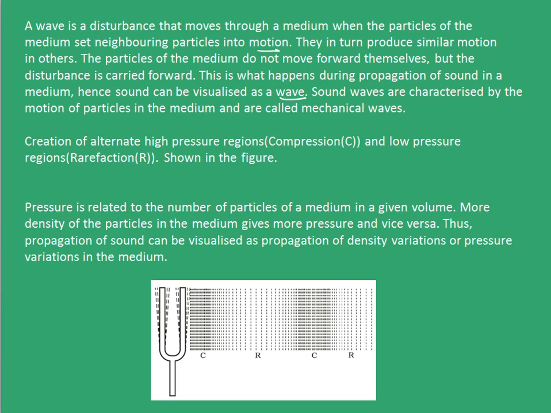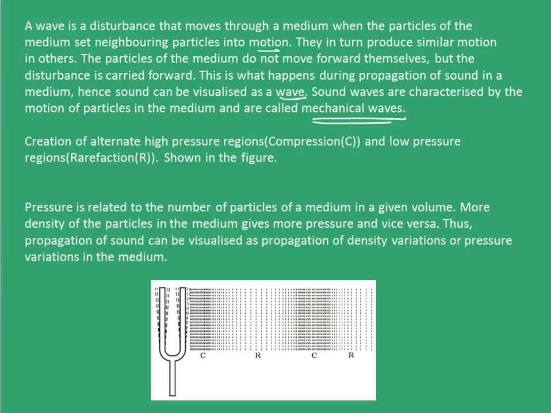Sound waves are characterized by the motion of particles in the medium and are called mechanical waves. Creation of alternate high pressure regions, which are also the compression regions, and low pressure regions, which are also known as the rarefaction regions, as shown in the figure here. C is denoted to be the compression region and R is denoted to be the rarefaction region.